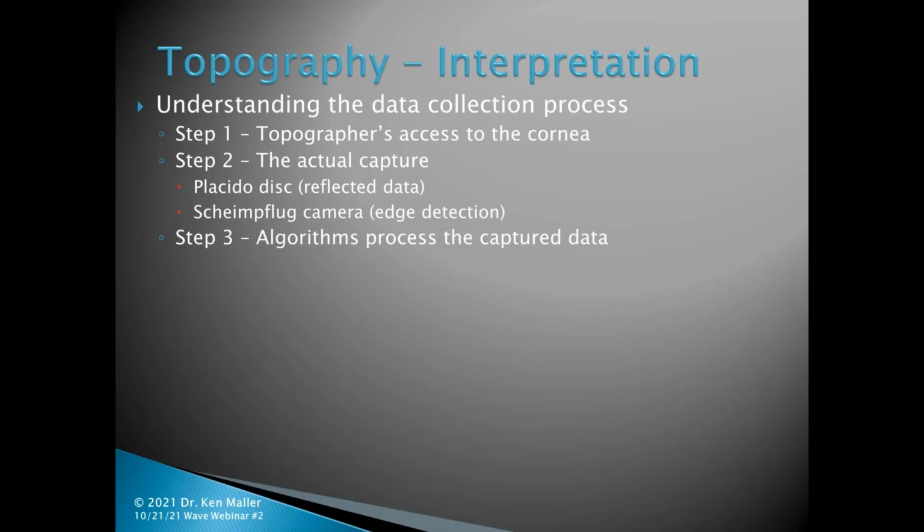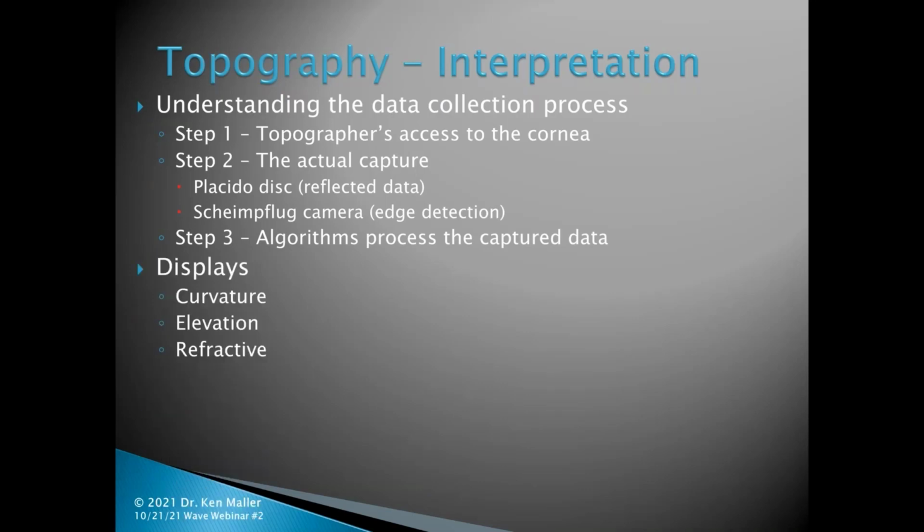Step 2 is the actual capture of the data, and the 2 systems that are currently being utilized are either placido disc-based, which is reflected data off the corneal tear film, or Scheimpflug camera, which actually does detection of the edge of the cornea to determine where the cornea actually is in physical space. And step 3 are the algorithms that are incorporated in the software itself that process that captured data. And it's really important to understand that this really is this 3-step process before you can design up a lens.